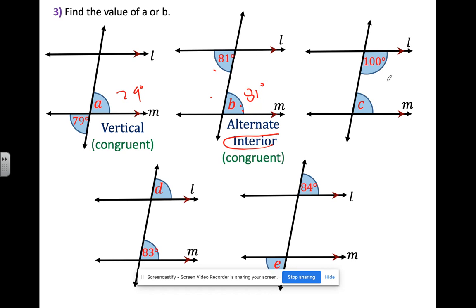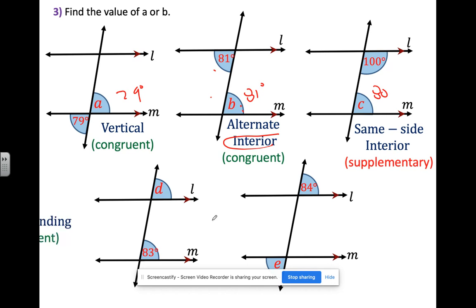This side, remember, is interior, or inside. So these two angles are called same side interior. And they're supplementary, which means that the sum of the two is 180. So if this is 100, then this is 80. What's missing to 180? The bottom ones.